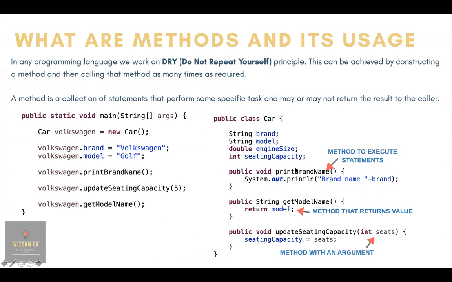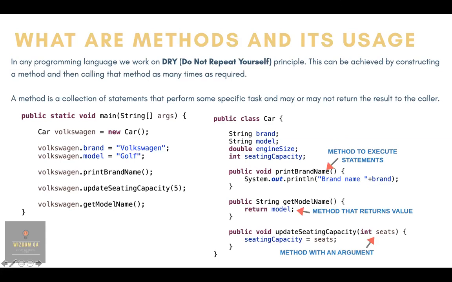There are three types of methods which I'm trying to show you here. This is a normal method where you're saying print the brand name. This guy is just there to print the brand name and nothing more than that. Ideally, in a normal situation, we don't create a single-liner method. It doesn't make sense. We don't do that, okay?